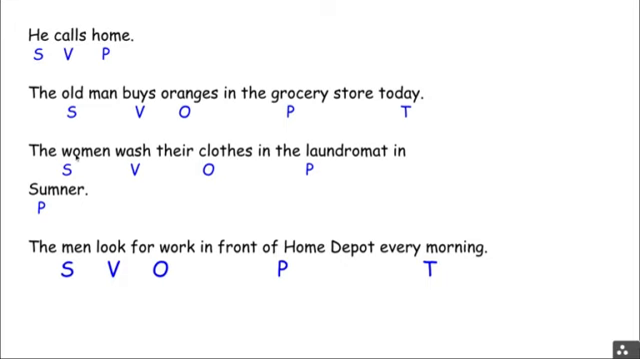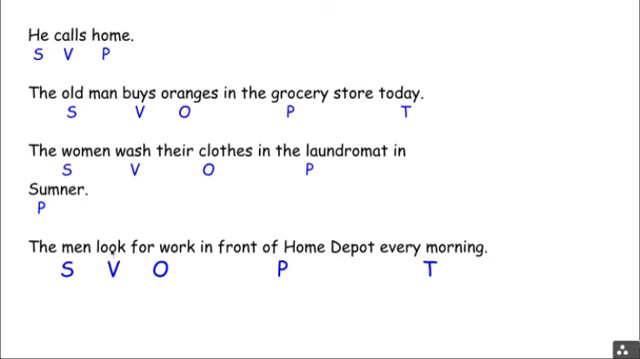Here's another one. The women wash their clothes in the laundromat in Sumner. And remember, Sumner is a city. The women, it's my subject. Wash, verb. Well, what do they wash? They wash their clothes, so that becomes my object. In the laundromat, that's a place. And in Sumner is also a place. So in this sentence, I do not have time, but I have two places, and that is okay.